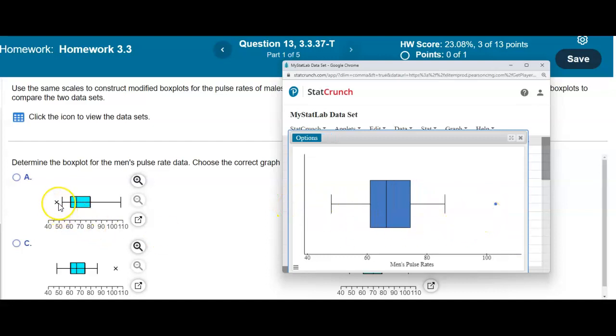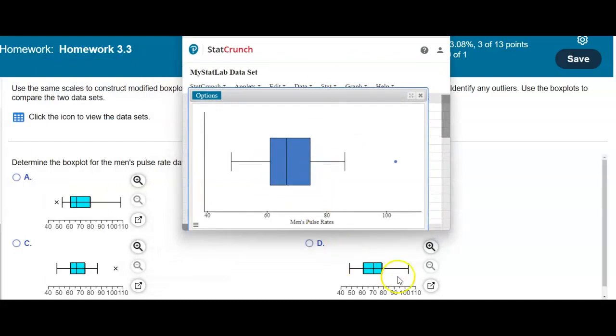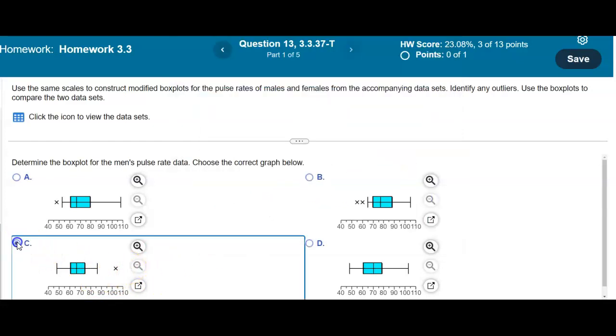First and foremost, this x to the left is an outlier, and this dot to the right is an outlier. That outlier represents the value of 103. So we're going to eliminate A already. We can eliminate B because there are no outliers to the left. If we take a look at D, they don't have any outliers located there. And if we take a look at C, let's make sure it matches. We have our minimum value at about 48, which is about correct. Quartile 1 is 61, right above 60. The median is 66.5, between 60 and 70. Quartile 3 is 74.5. The upper limit is 86. And then the outlier over here is 103. So we're going to select C.